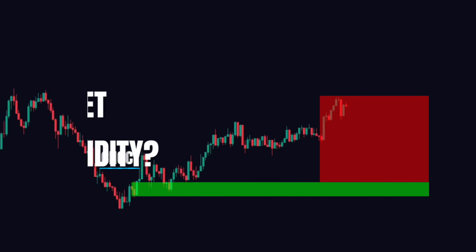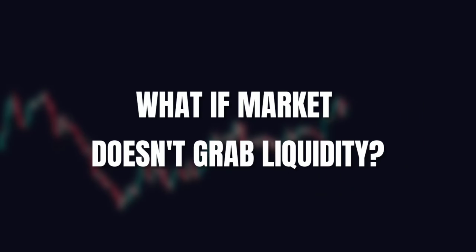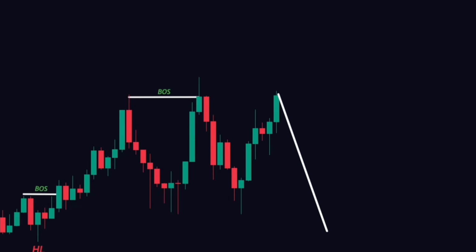But what if the market doesn't grab liquidity? Not every setup follows the same script. Sometimes, the market won't dip lower to sweep liquidity before reversing. So what's the plan in that case? Let me show you in short.